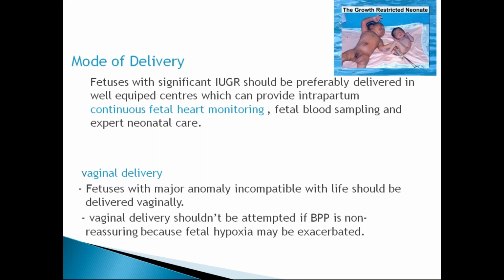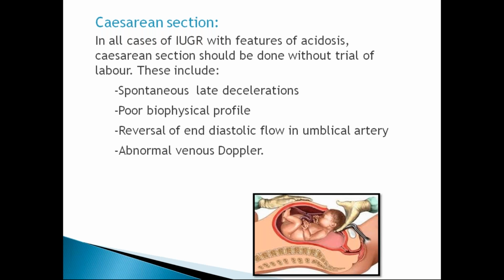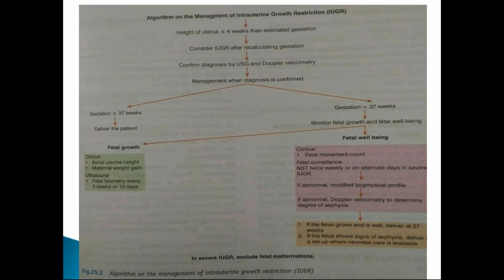Apart from the obstetric indications, in a very premature baby, vaginal delivery may increase the chance of intracranial hemorrhage. So it is better to deal with these by cesarean section, and also if there is late dysplasia.